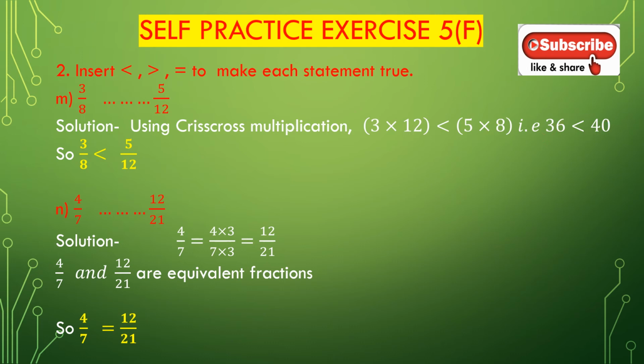We can do this using the crisscross multiplication also. Multiply the numerator 4 with the denominator 21. 4 multiplied with 21 is 84. And multiply the numerator 12 with the denominator 7. 12 multiplied with 7 is 84. 84 is equal to 84. So 4/7 is equal to 12/21. Both have the same value.